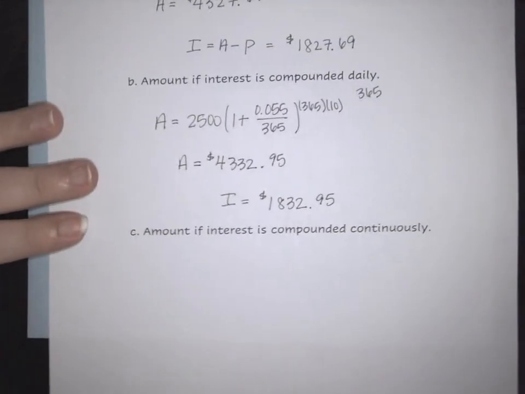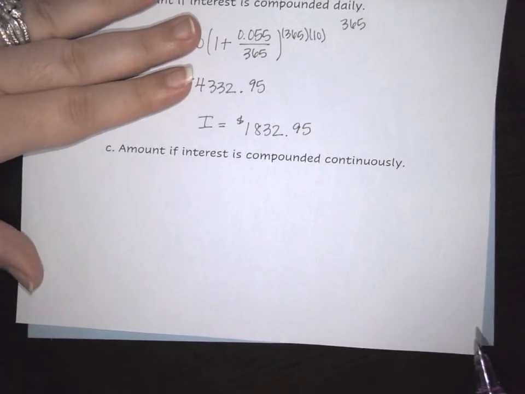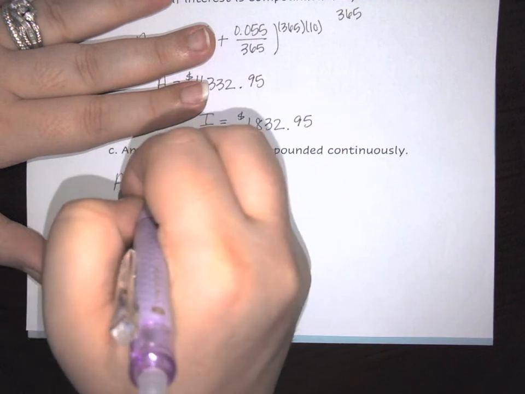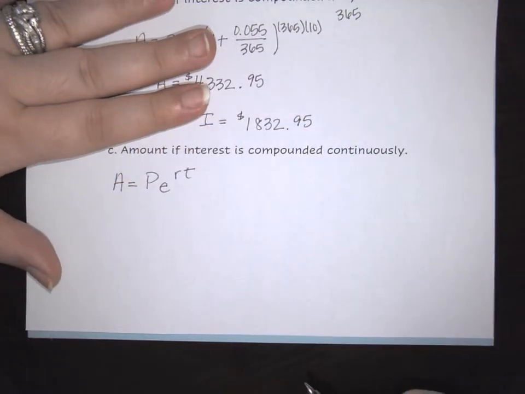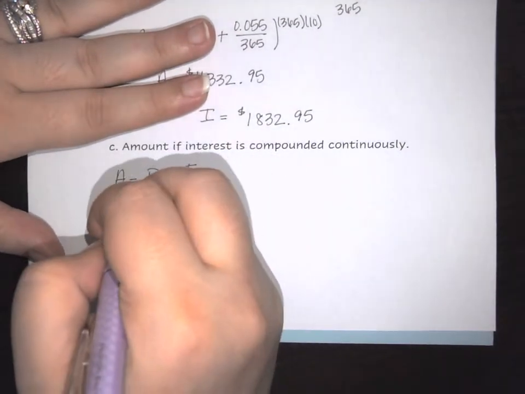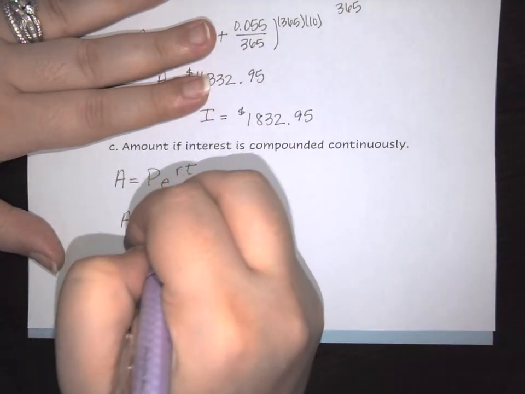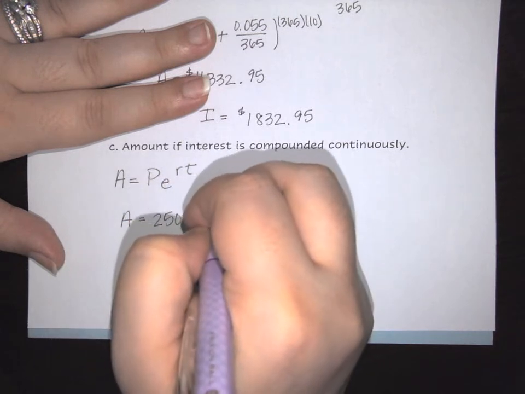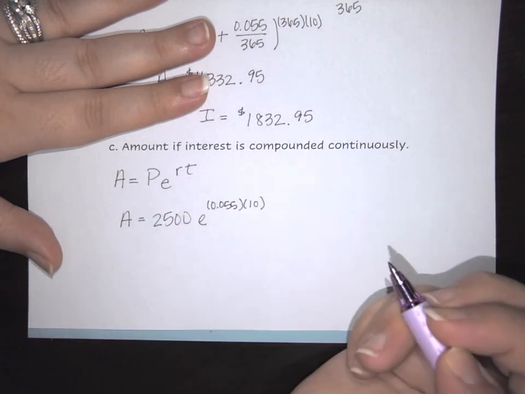Okay? Now, what happens if we compound continuously? Compounding continuously is going to use a different formula. We use what's called the PERT formula. A equals P, and it's e to the RT. So in this case, we're still looking for the amount in our account. P is still 2,500, but then we're going to use e raised to the 0.055 times my 10 years.